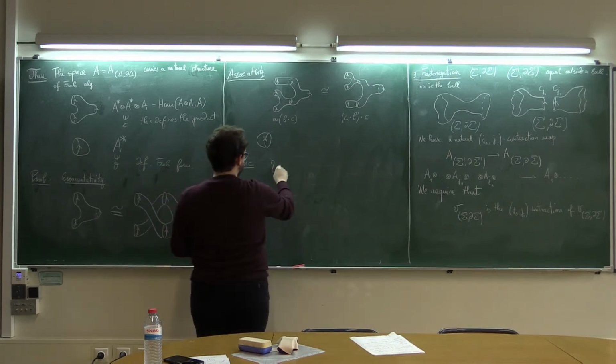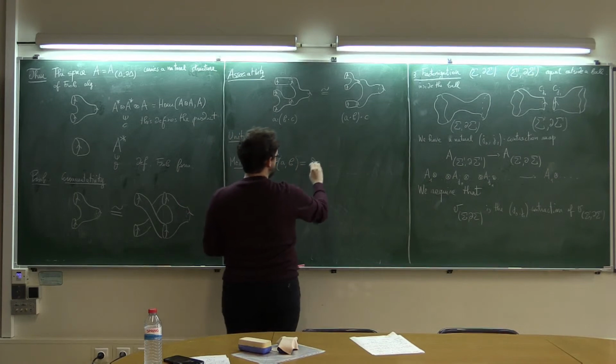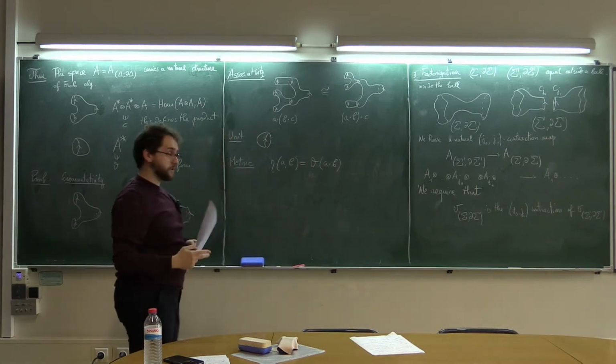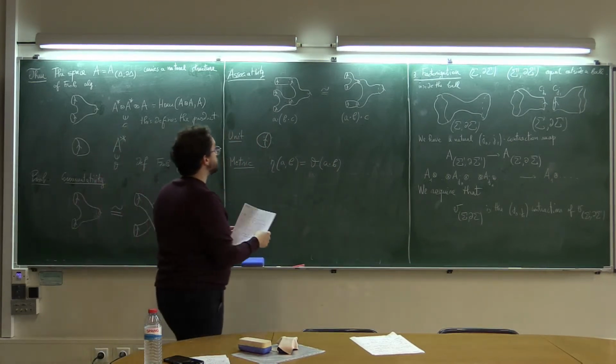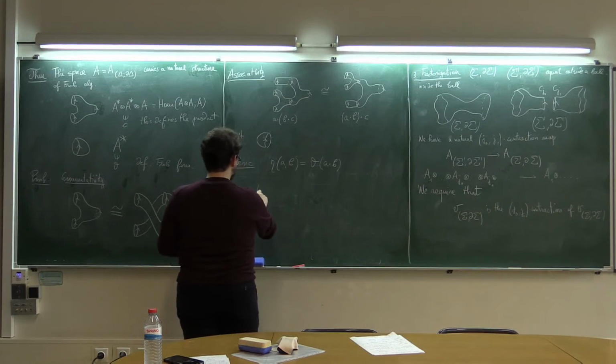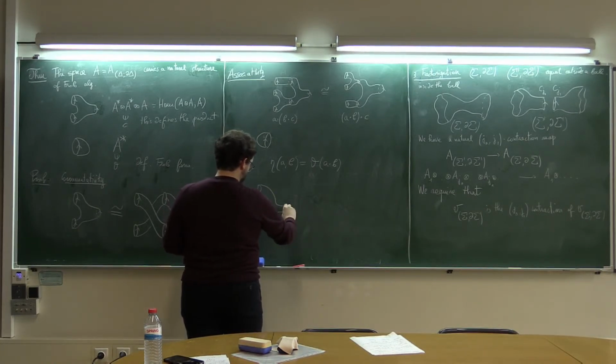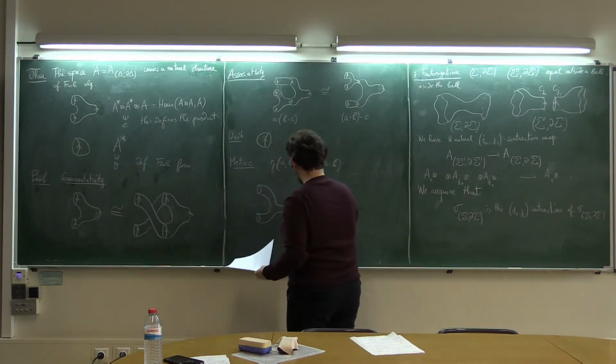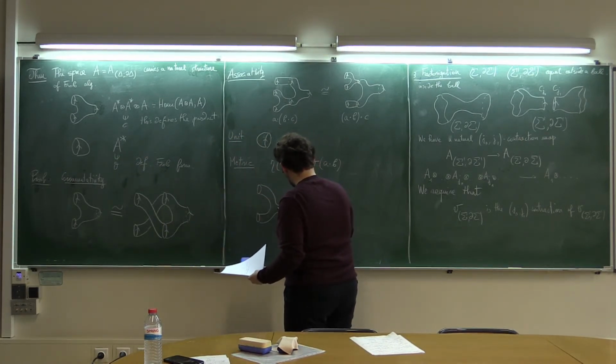Recall the metric eta of A and B is defined as follows. You need to consider theta of A times B. But we know what the product is, we know what theta is, we just put together everything. So we needed to glue the pair of pants, which is the multiplication, with the Frobenius form, which is this hemisphere.